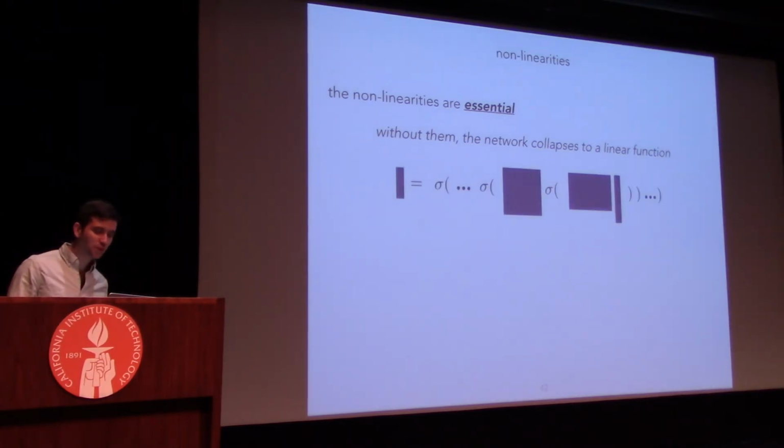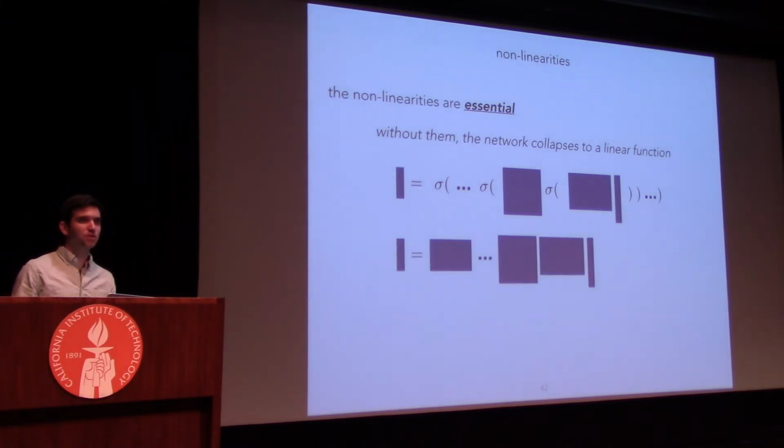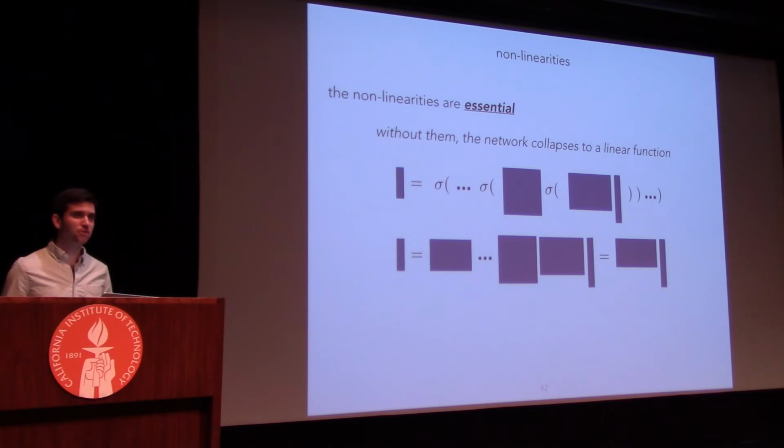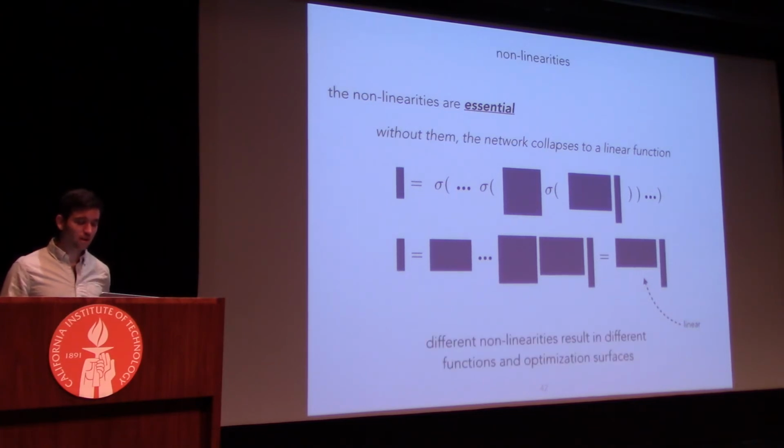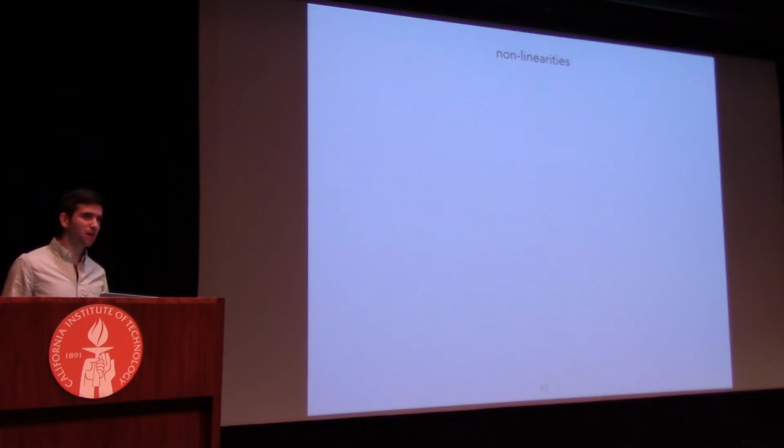So again, if we took this function and removed all of these nonlinear functions, we could just multiply these weight matrices together and get a weight matrix times an input vector. Without the nonlinearities, we've got nothing. This is just a linear function without them. And so what we'll do is try to build in different nonlinear functions in order to create different kinds of output functions.